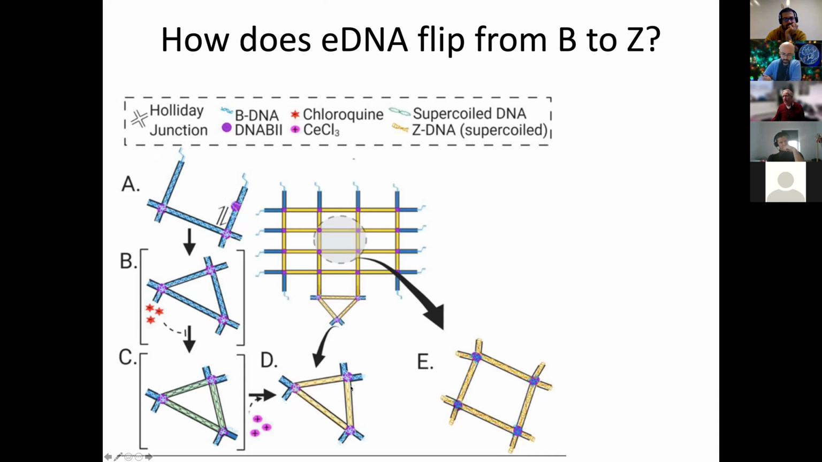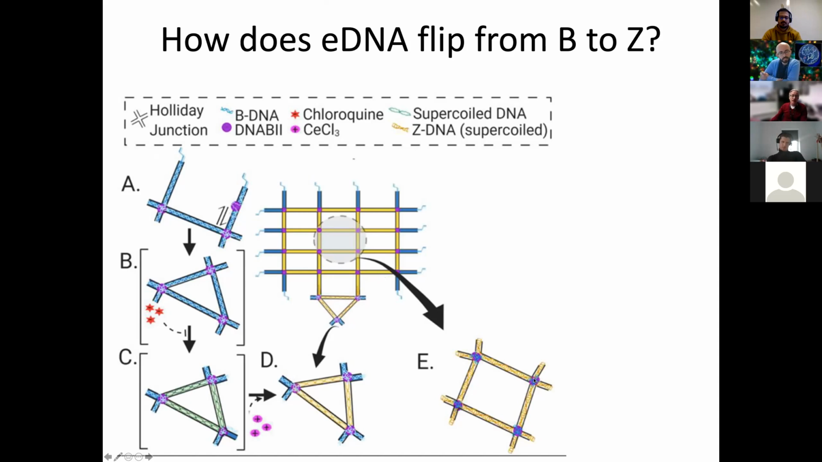Once there's Z-DNA, the DNABII proteins can't go back again, because DNABII proteins are B-DNA binding proteins. So we think that this structure, once it forms, so long as the DNABII proteins are bound to the Holliday junctions, is stable, and all our evidence supports that.